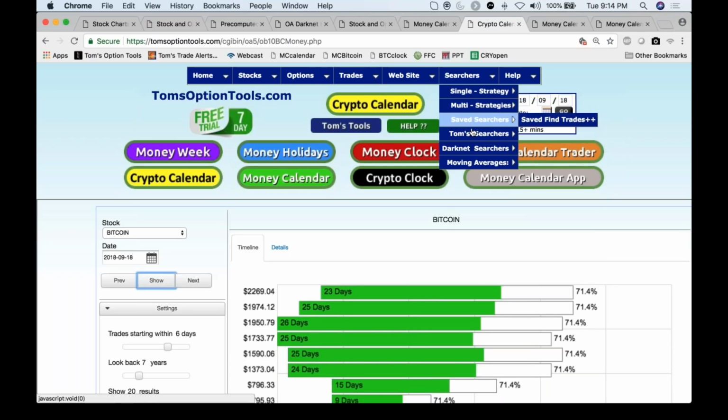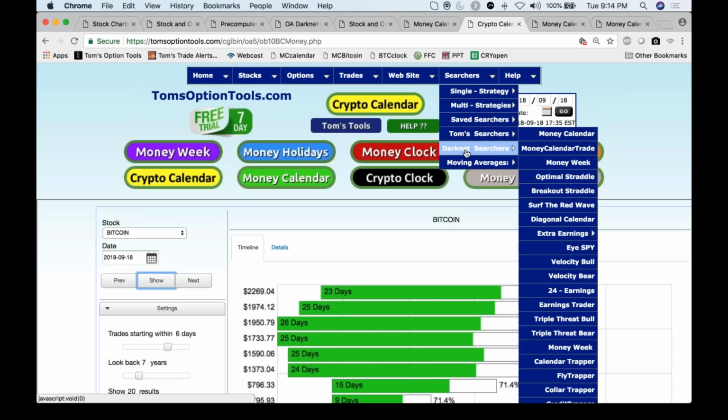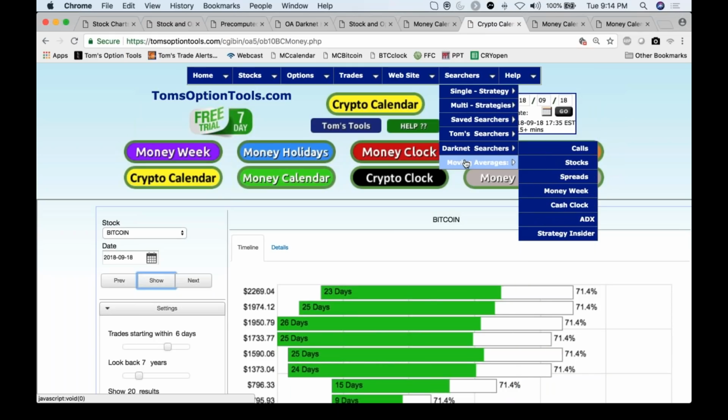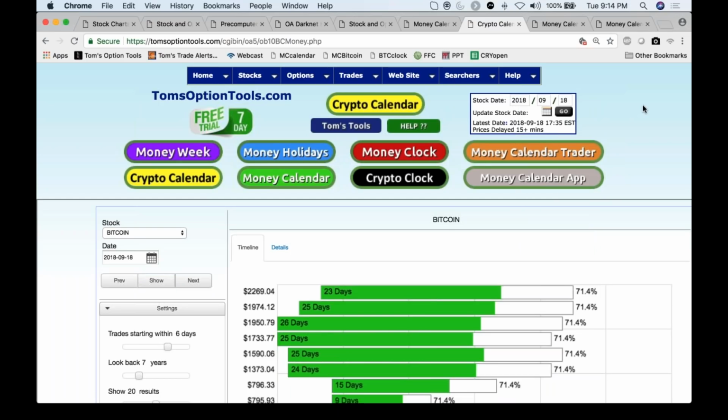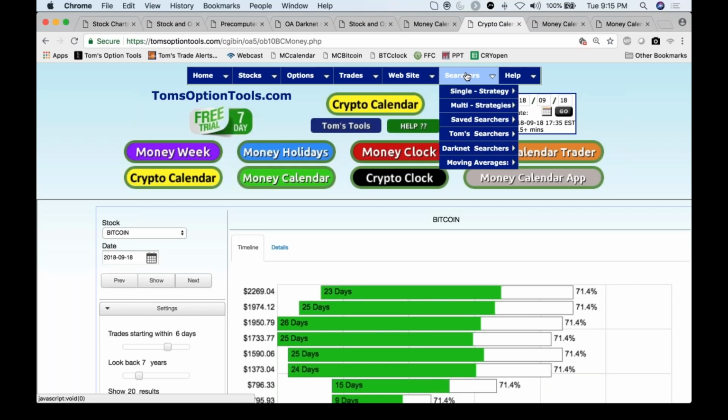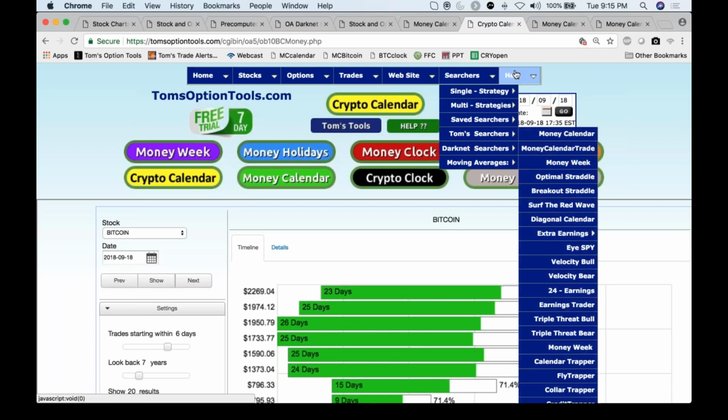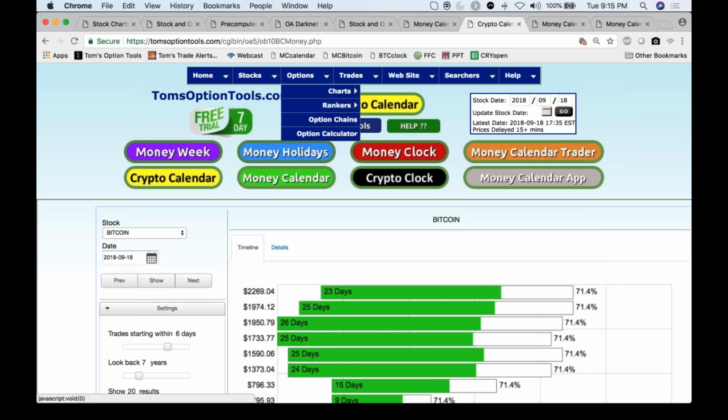We have your saved searchers. I've got obviously my own searchers. We've got Darknet searchers. We've got some new stuff with moving averages as well. Again, that's one line right there with our searchers and a whole bunch of stuff in here. And we've got, across the board here, tons and tons of things that just are not available on any other platform that I'm aware of. So, you want to know what I use? That's what I use. Okay. Yes, I'm giving an endorsement to myself. I'm sorry, but this is what I use.